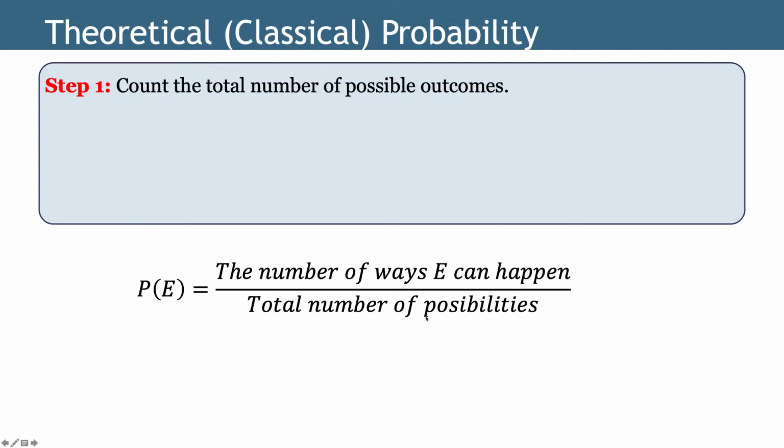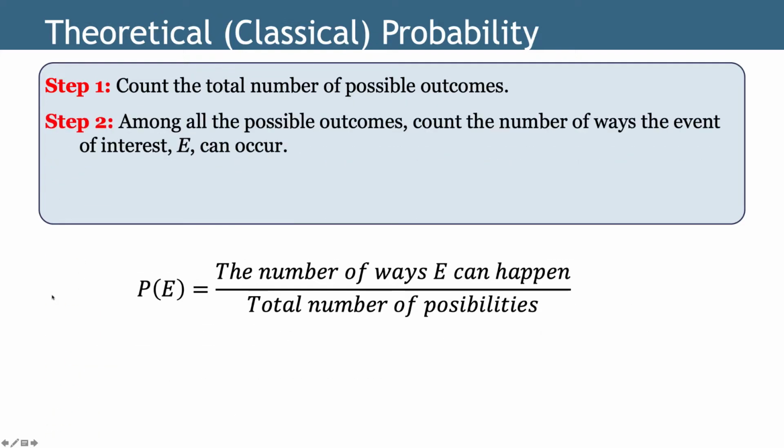Count the total number of possible outcomes. That's always the bottom number. That's the total, the whole, right? Fractions are always the part over the whole. And so that's the bottom number. Then count up all the ways your event can happen, and then you just divide the two.